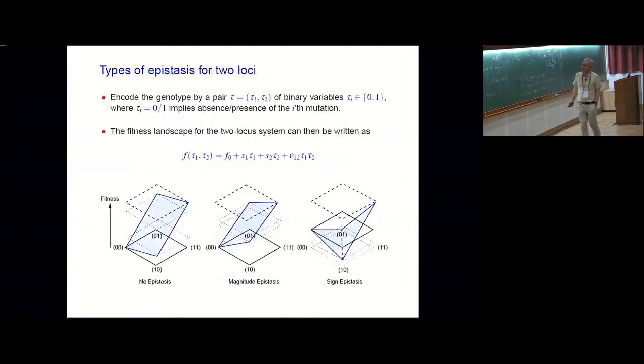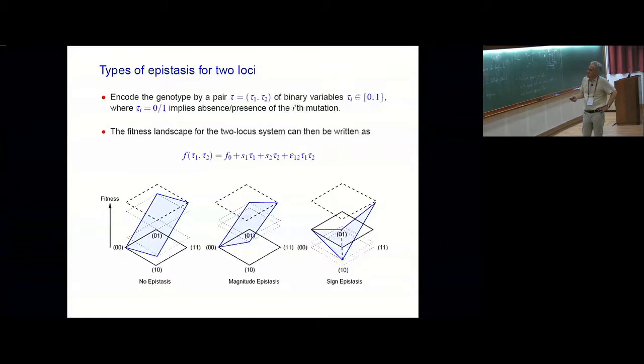Now this is again basically a picture illustrating what I just told you. So we encode the genotype by this pair of binary variables. This is a representation of the function. And this is sort of showing in a kind of 3-dimensional plot what the landscape looks like. So this is again our little genotype space. And this is the case of sign epistasis that I just showed you.